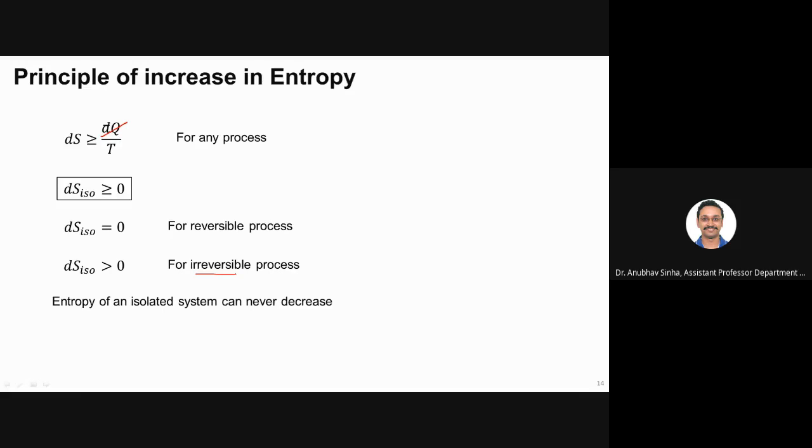So what we can summarize is that the entropy of an isolated system can never decrease. It could remain constant or it could increase, but it will not decrease. Or we can say that the universe is an isolated system. So we can say that the entropy of the universe is always increasing. This is one of the summaries of your second law.